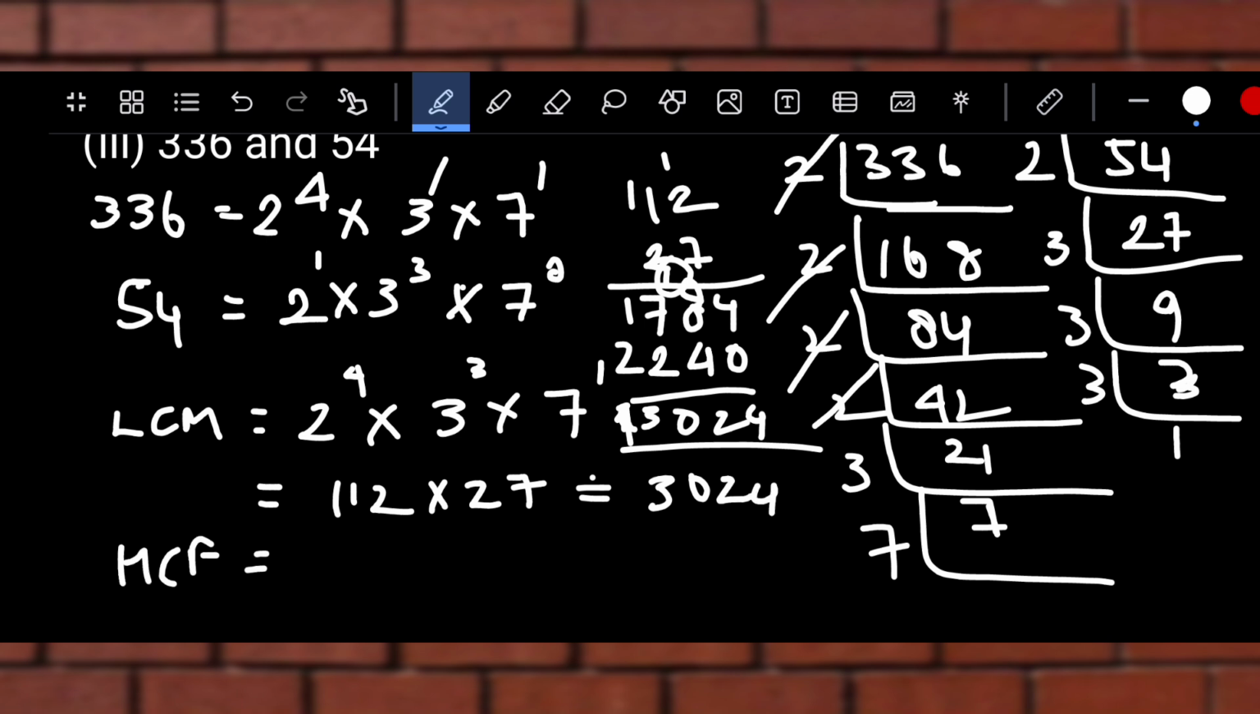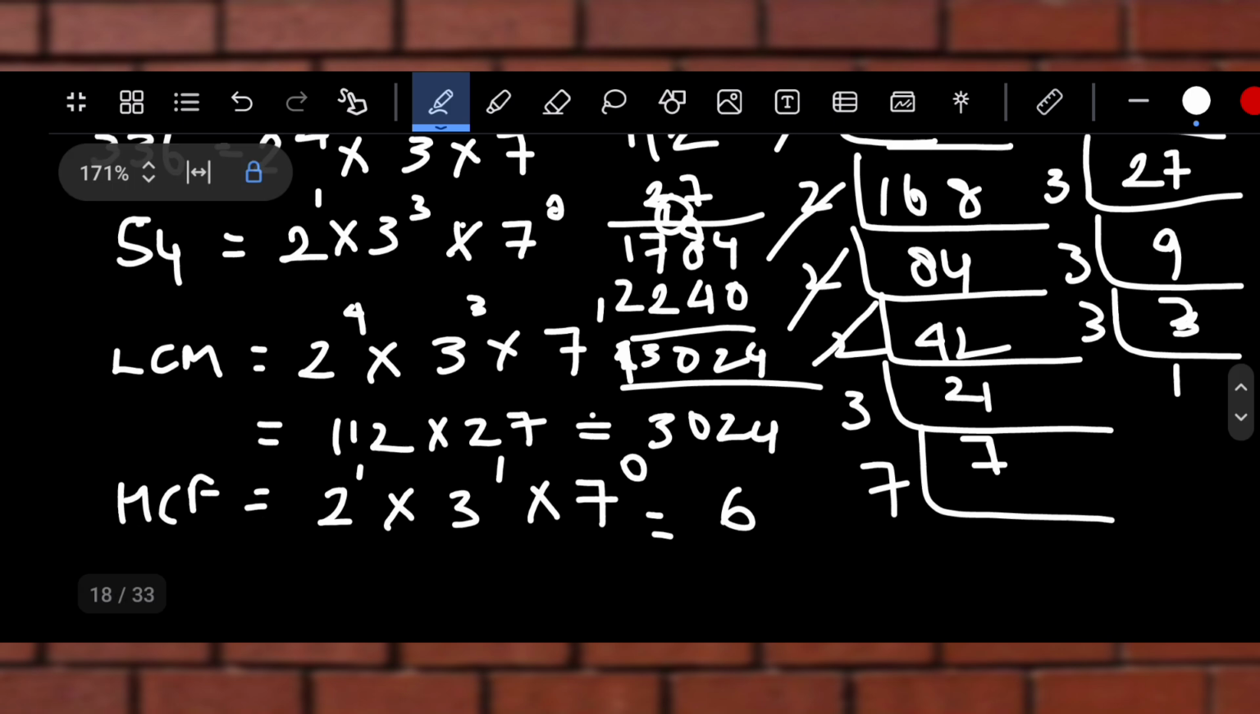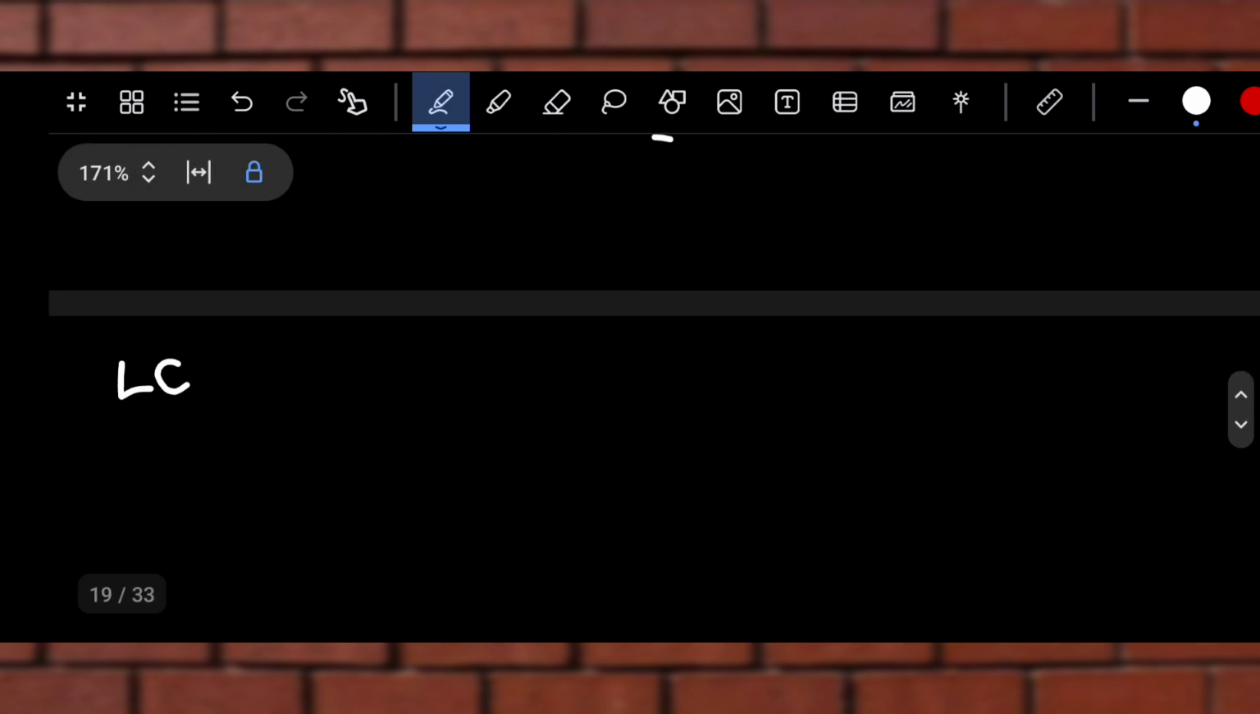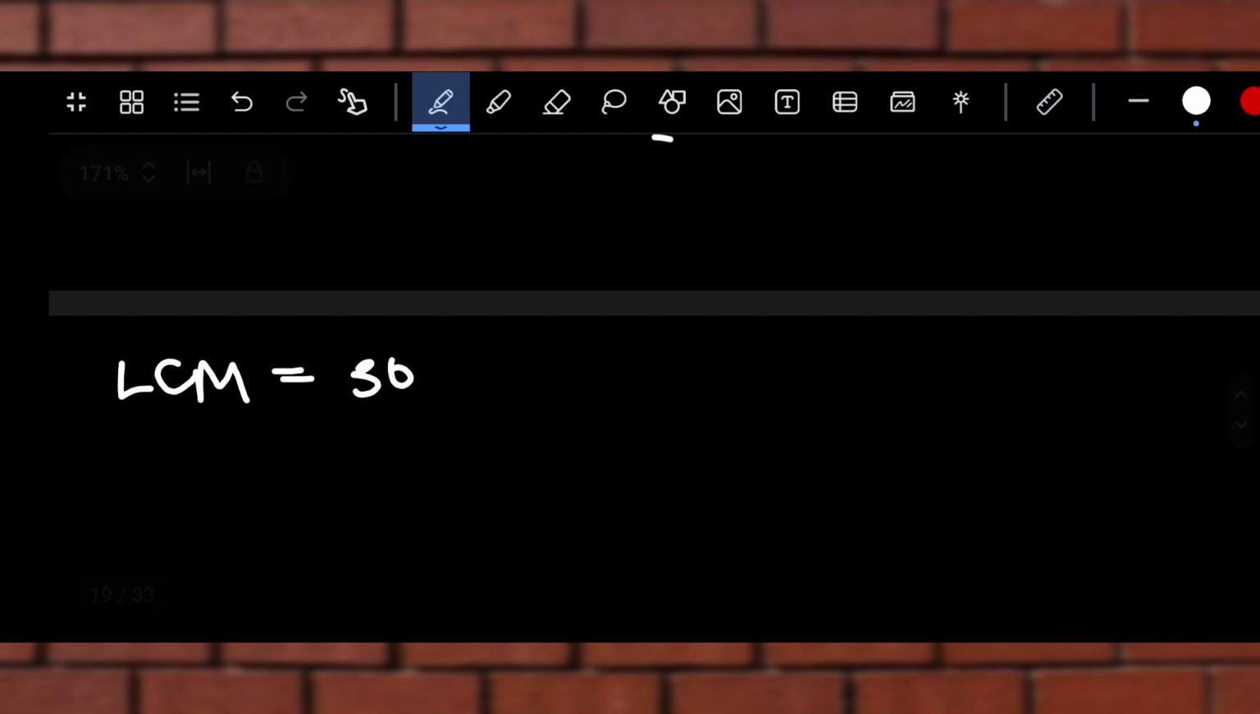Next, the HCF: writing all varieties of numbers with the lowest power. For 7, the lowest power is 0. For 3, it is 1. And for 2, it is 1. So we got 2 into 3, 6. Okay, so we got LCM as 3024 and HCF as 6.